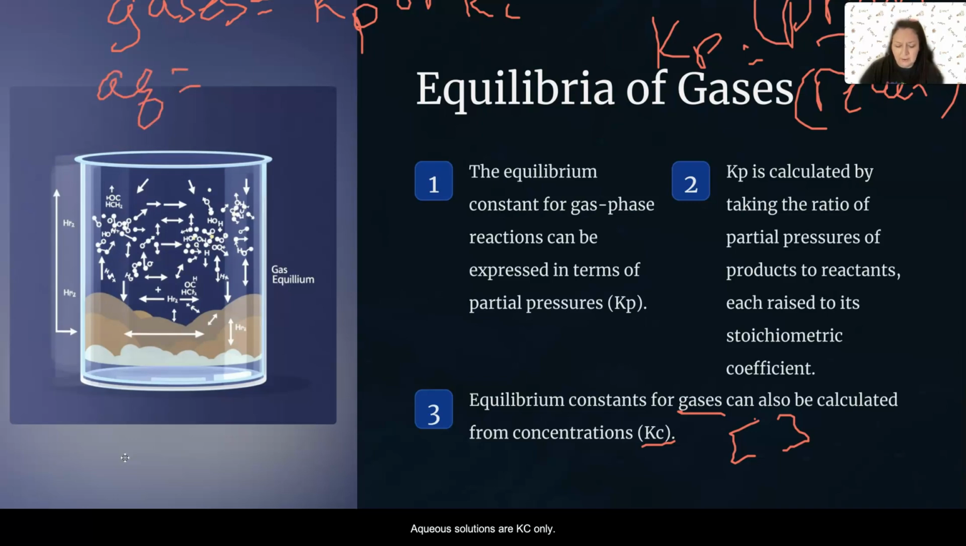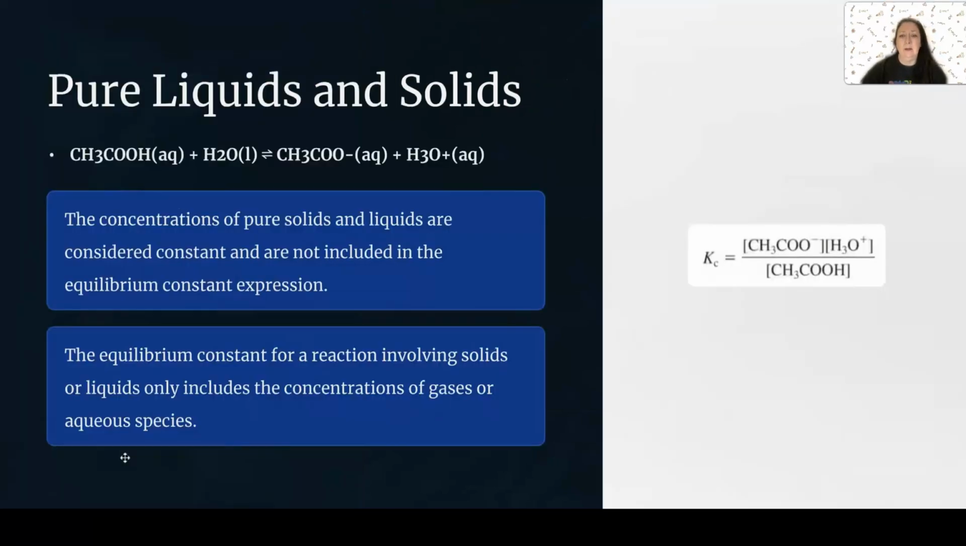Aqueous solutions are Kc only. All right. How do you know which one you're doing? You look at what they're giving you. What type of information do you have? If you have moles and liters, that's molarity. That's Kc. Do you have atms or millimeters of mercury or torr or something like that? Then you're dealing with a Kp. And so we're going to talk about writing some of those in just a second.